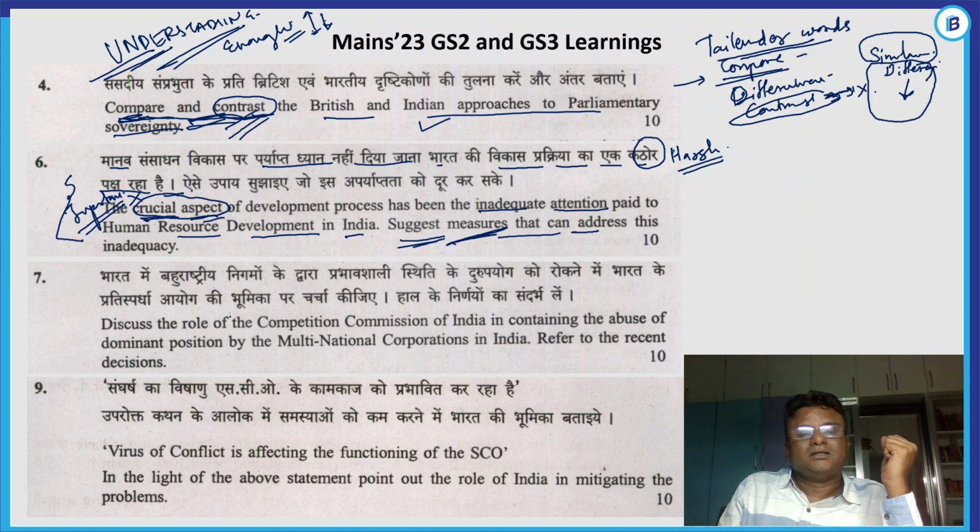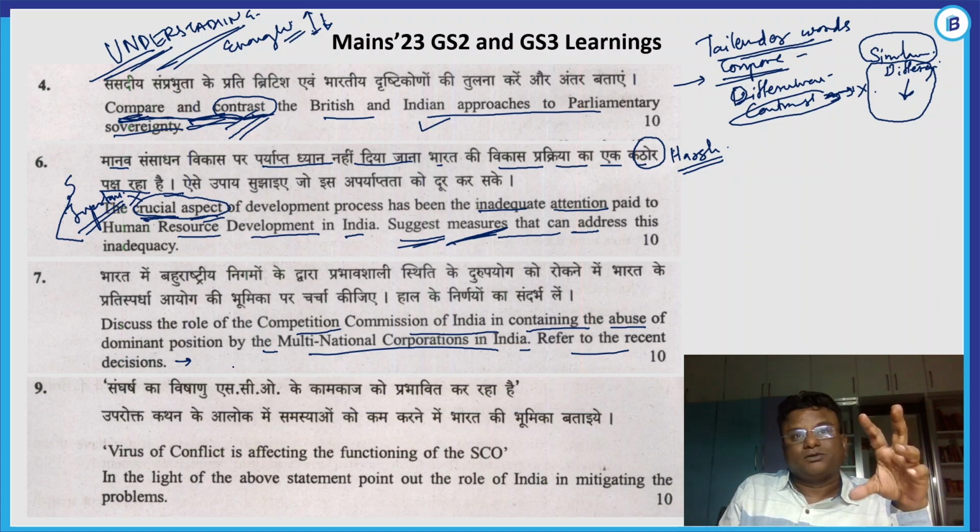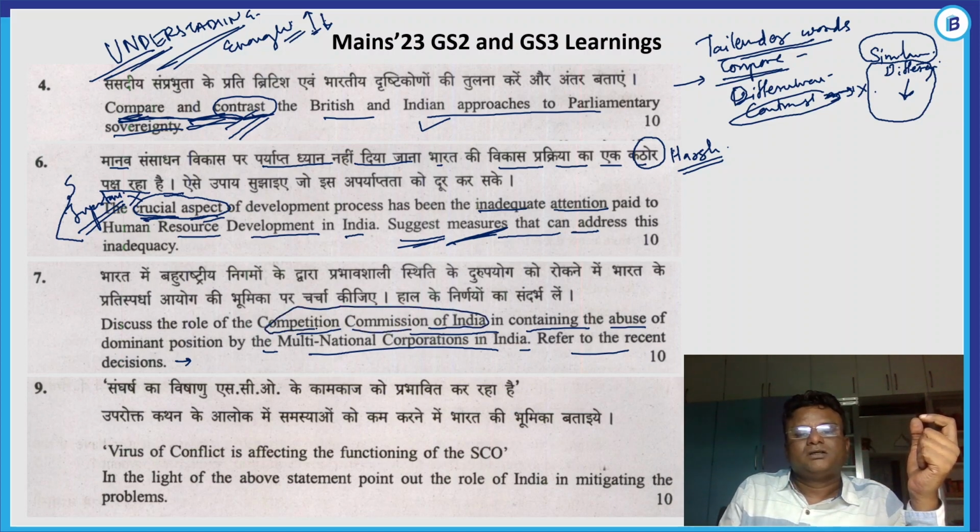Okay, next, discuss the role of Competition Commission of India in containing the abuse of dominant position by the MNCs in India. Refer to the recent decisions. Now these kind of questions, I am not sure if you might have prepared it in its entirety, because you might have read about Competition Commission of India, I'm sure. Okay, but have you actually read about the cases? Have you read about the abuse of dominant positions by multinationals?